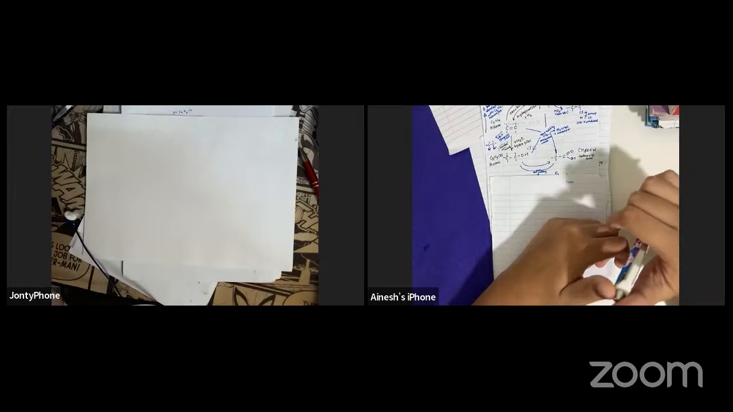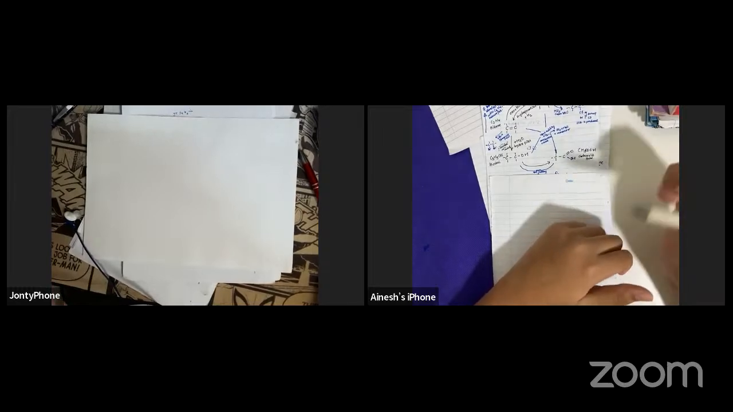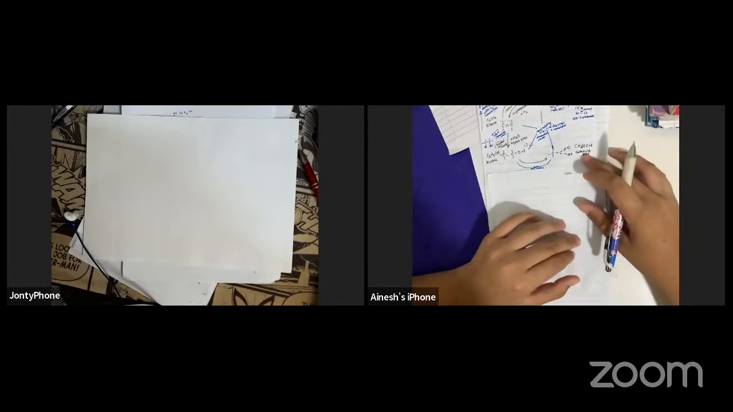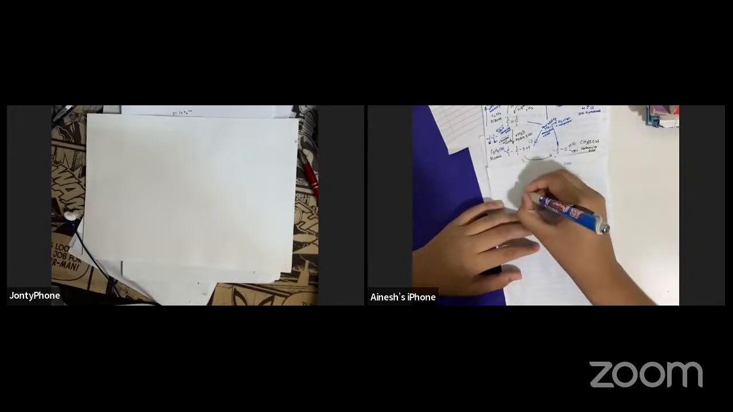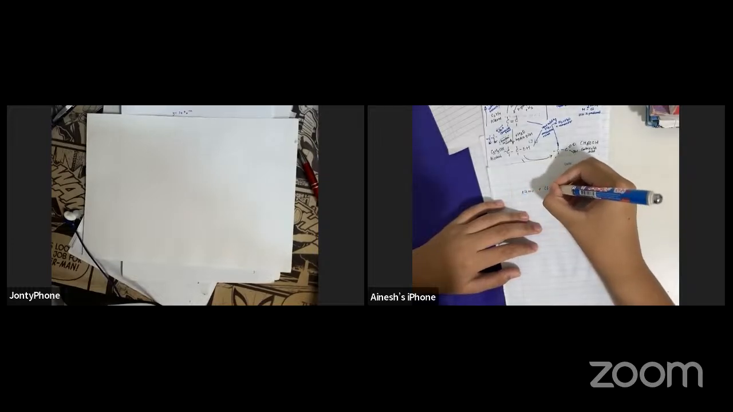Nice, much better. Good. Now, Ainesh, consult your note on this one. This is your next part. What's going on here? What is this reaction? What's its name? What's going on there? A lot of details to cover.